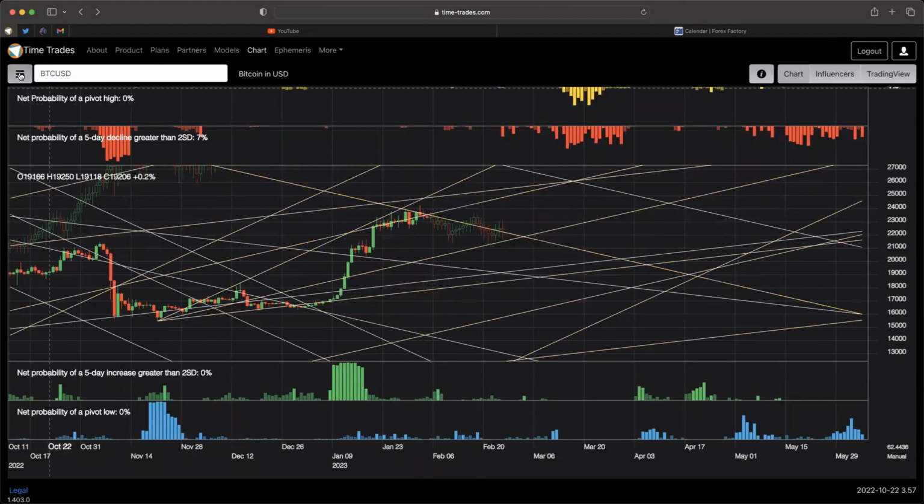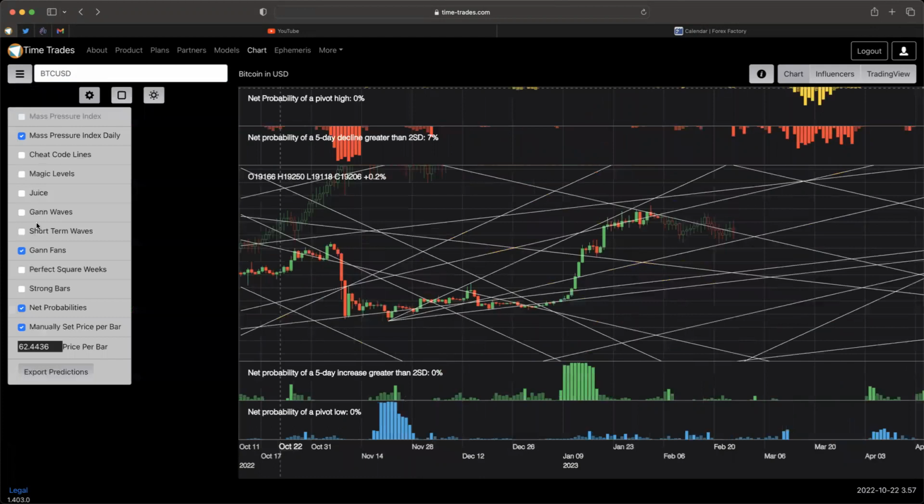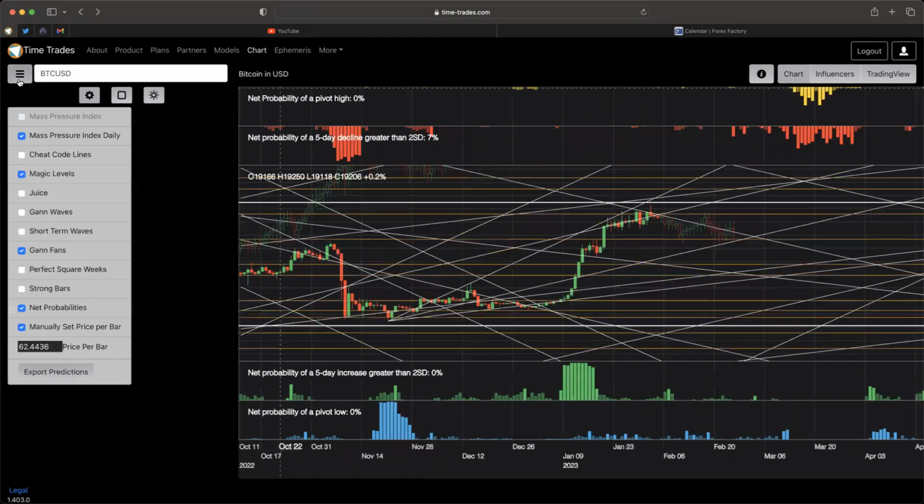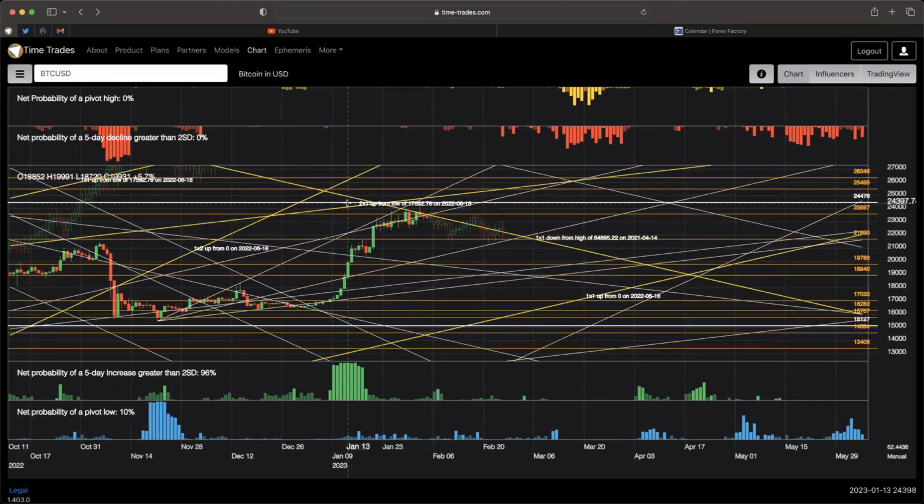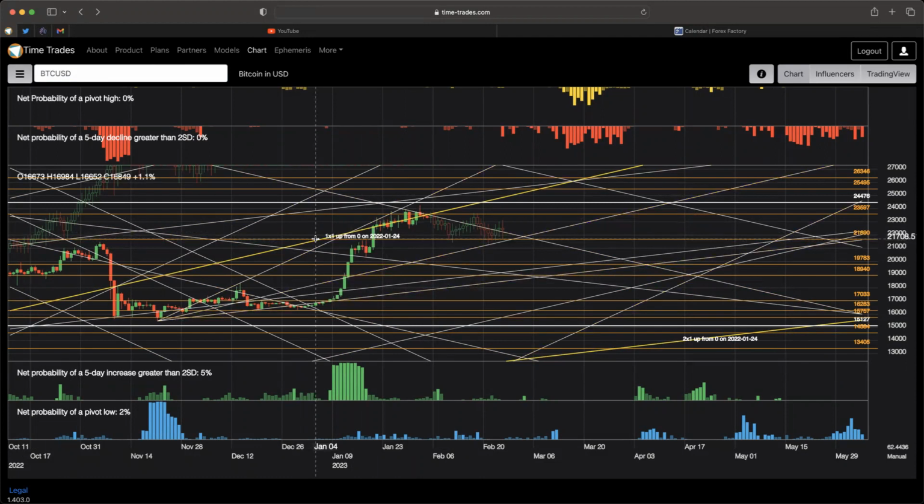And also just above this level, we've got, let's take a look at magic levels. Just above this level, we've got a white magic level at 24,476. So there's a fair amount of overhead resistance here for Bitcoin. And we also have this 1x1 up from zero on January 24th. So that's another line here providing resistance.